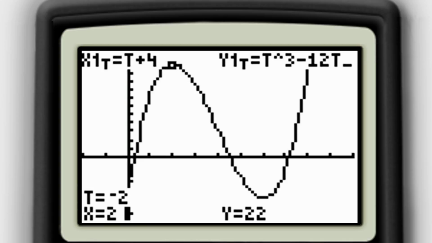So confirming that. And do that again: go back into trace, type in t equal to positive 2, and press enter. We see it puts our point right at our relative minimum, confirming our point of x equal to 6 and y equal to negative 10. So for our given values of t, we got the points.